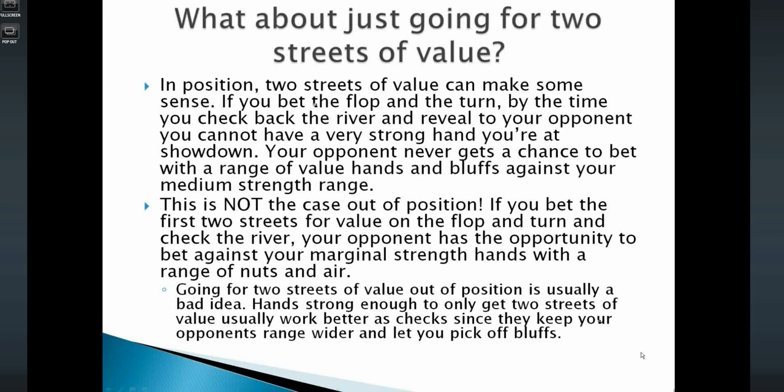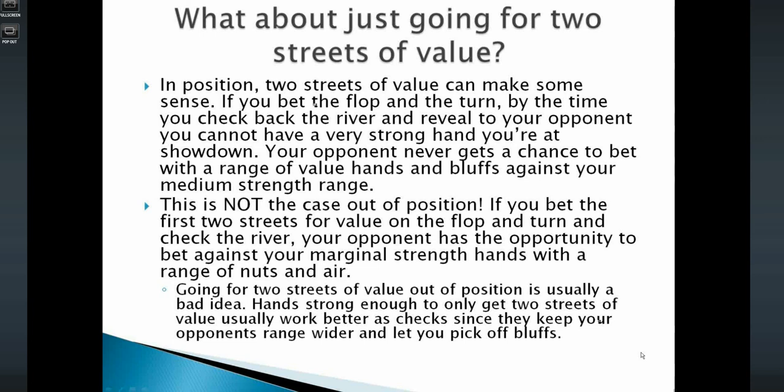That can be okay. Sometimes that can make sense. Of course, you can think of opponents, you can think of hand examples where that will make sense, but for the most part, planning on getting 2 streets of value is usually going to be a pretty bad idea when you're out of position, because you are always going to be stuck on the river checking and signaling to your opponent. You pretty much have a range that consists mostly of marginal strength hands.